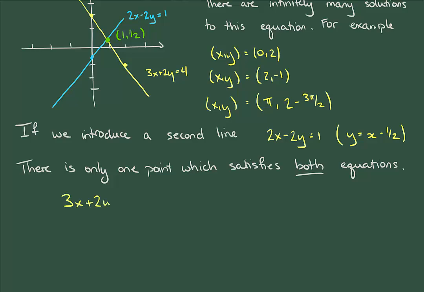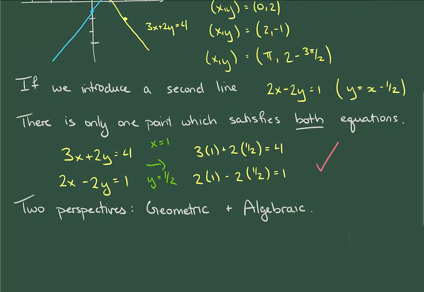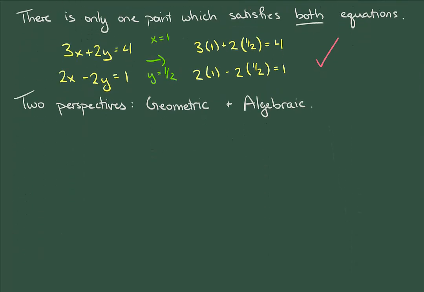Now you're not expected to just see that this is the answer, but at least we can check that it's correct. So if I plug in x equals 1 and y equals a half into both equations, we can run the arithmetic to confirm that both equations are satisfied. The top gives us 4 and the bottom gives us 1. Thus we have two perspectives of the same problem. The first is geometric, dealing with the intersection points of lines, while the other is algebraic and involves solving for the values of x and y.